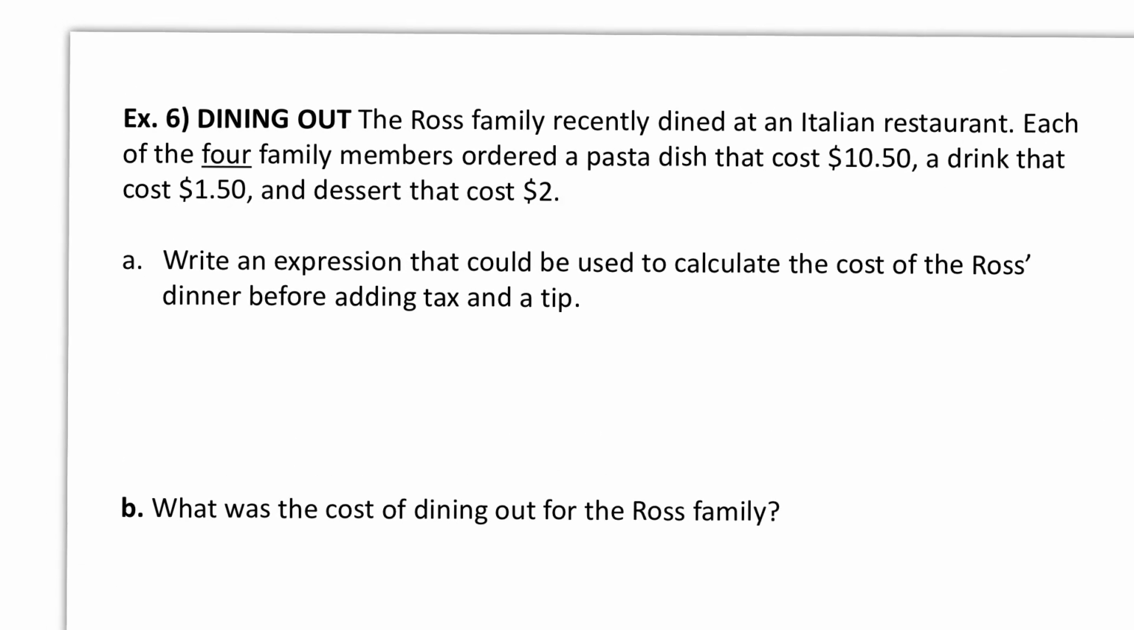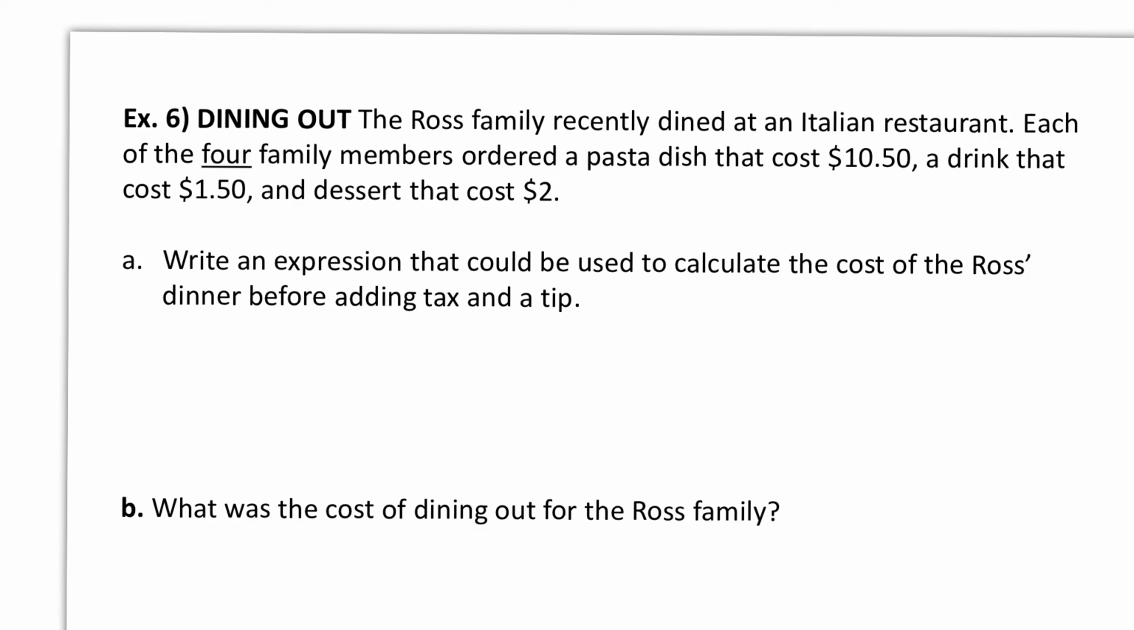Dining out. The Ross family recently dined at an Italian restaurant. Each of the 4 family members, so there's 4 people, order a pasta dish that costs $10.50, a drink that costs $1.50, and dessert that costs $2. So they're saying every member, there's 4 people in that family. Every person or every member, they order a pasta dish, a drink, and a dessert.